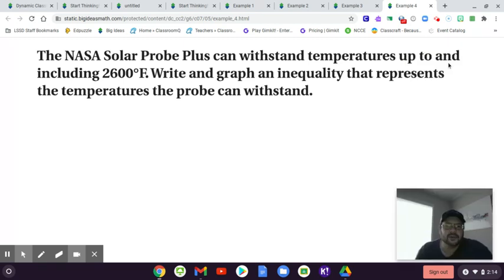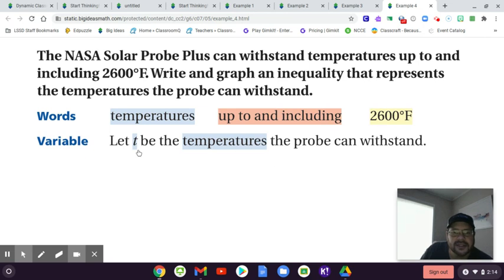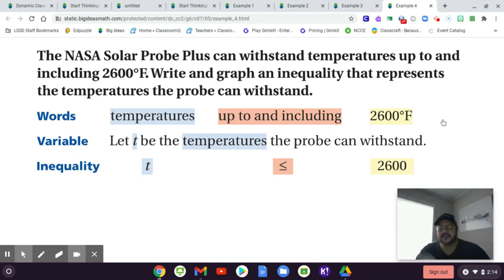Oh, there we go. Okay, the NASA Solar Probe Plus can withstand temperatures up to and including 2,600 degrees Fahrenheit. Write and then graph an inequality that represents the temperatures the probe can withstand. Okay, so hopefully you said that the temperature, the up and including means that it can be 2,600 or anything less than that. So we'll use T for temperature. So T is less than or equal to 2,600.